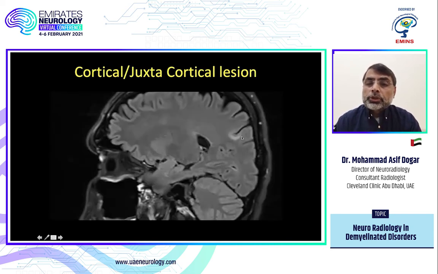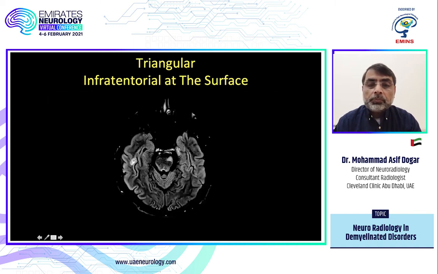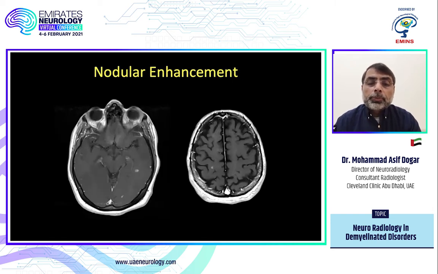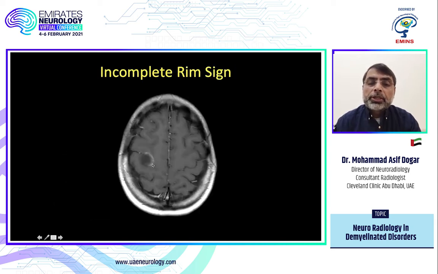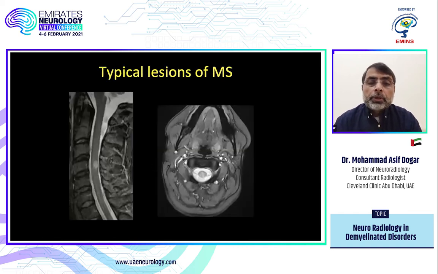And then we have the cortical or juxtacortical lesions. In the infratentorial or brainstem, these lesions are again usually triangular and at the surface of the brainstem. You can also see a typical periventricular lesion along the temporal horn. On the post contrast, there can be a nodular enhancement, or incomplete ring enhancement, which is more specific of demyelinating disorders. In the spine, these lesions are usually small, less than one vertebral body length. And as you can see here on the gradient echo images, they're involving the white matter.